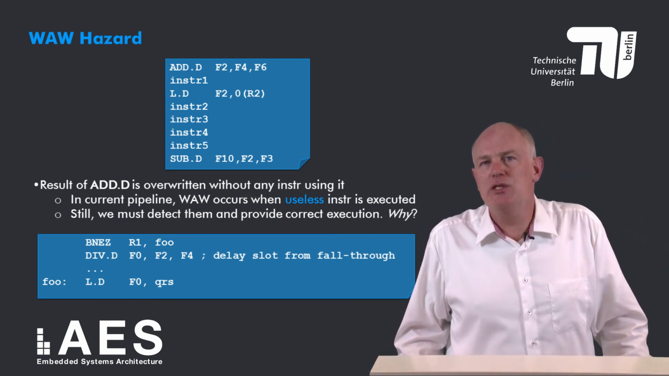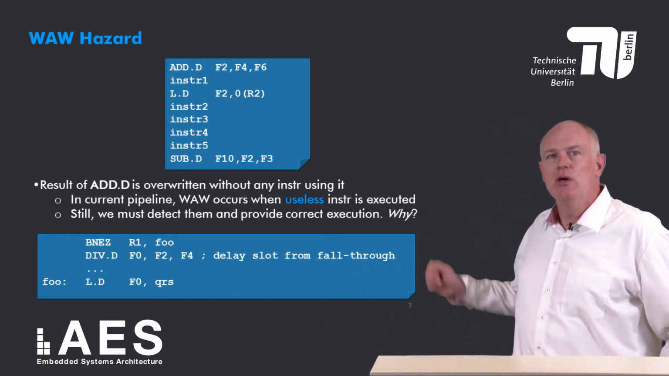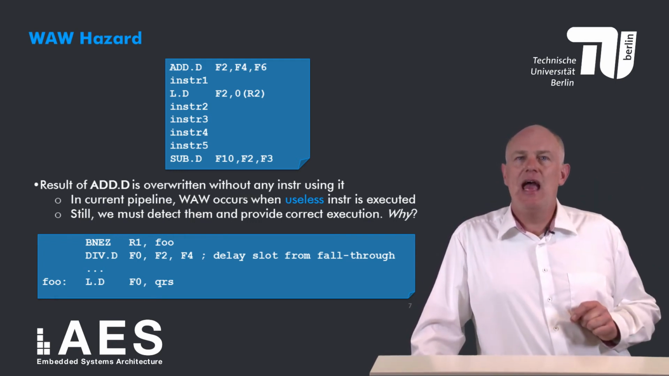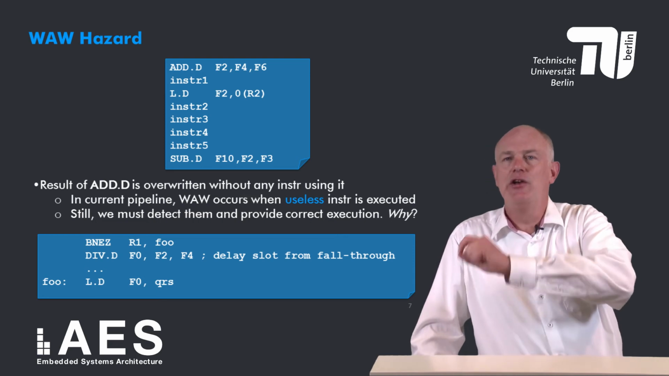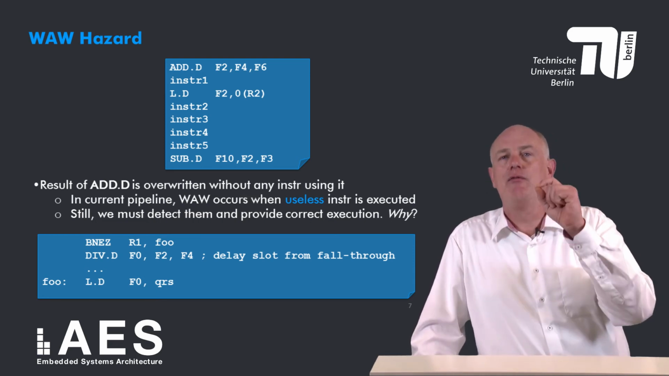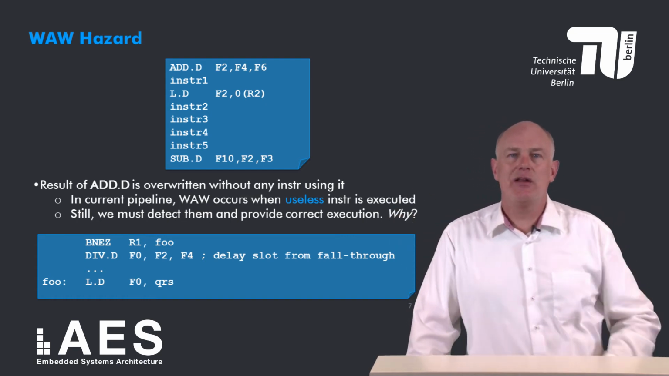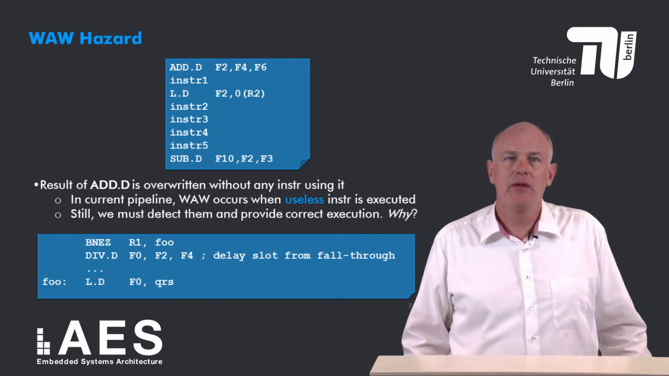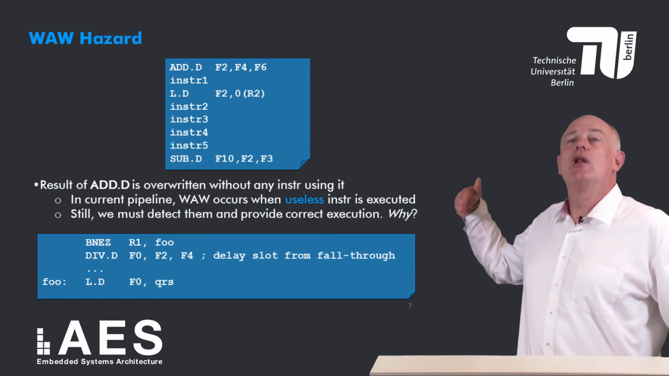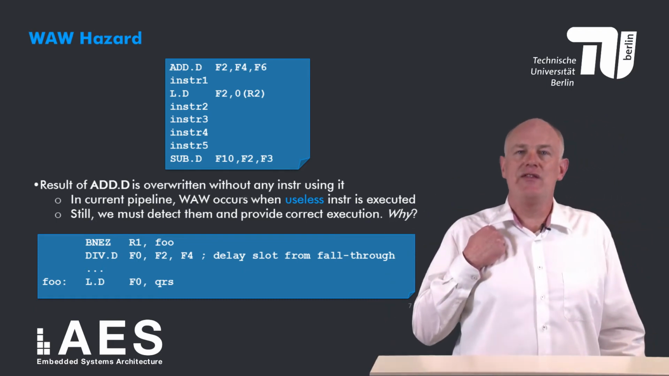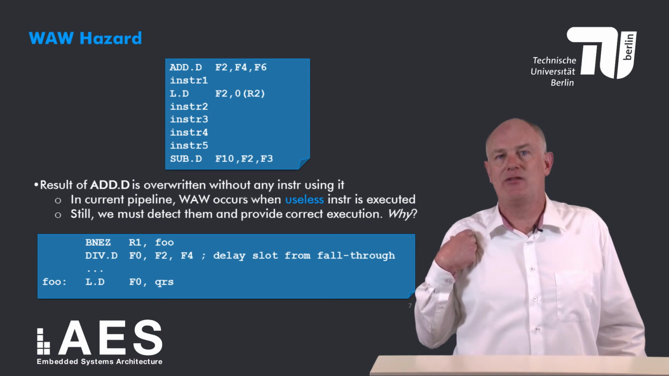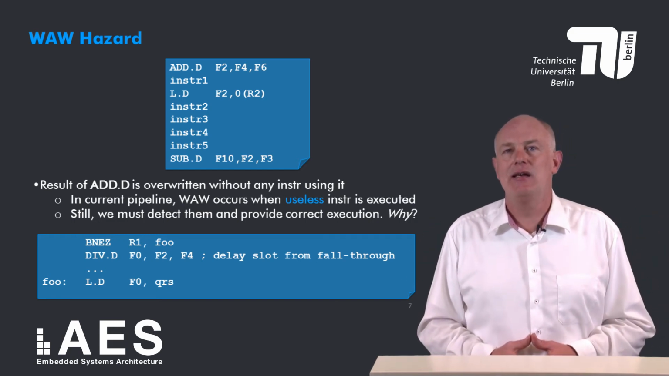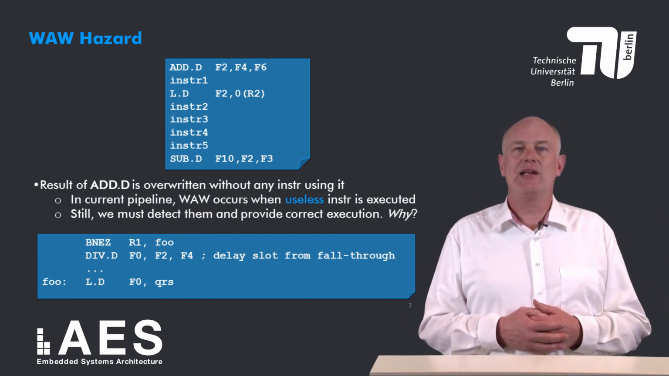The branch not equal 0 branches to the instruction at label foo if the branch is taken. The compiler expects this branch to be not taken and therefore has scheduled the divide from the not taken path, in other words, the fall through path, in the branch delay slot. The fall through path is indicated in this code snippet by the dots. If the branch is taken, the divide will also be executed, but its result is never used since the load double that also writes to F0 overrides the result. So this is a potential write after write hazard that the hardware must detect to provide correct execution.